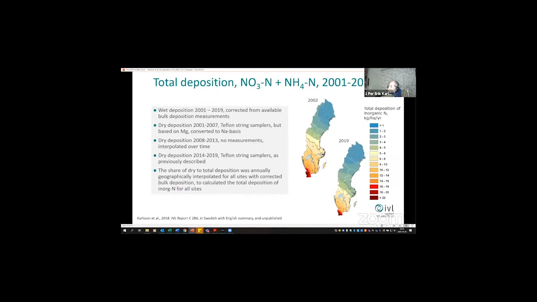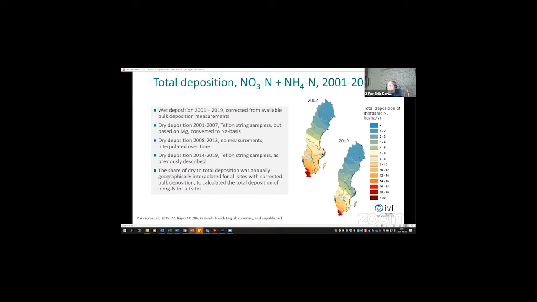Now we have tried to reconstruct the total deposition for a 20-year period, starting in 2001. If we start with the wet deposition, which I didn't mention, we used the bulk deposition, and then we corrected this based on a number of years with measurements where we have the bulk deposition equipment placed under a roof, compared with the nearby measurements without a roof. So we have a method to correct bulk deposition to wet deposition. So we have a wet deposition for all these years.